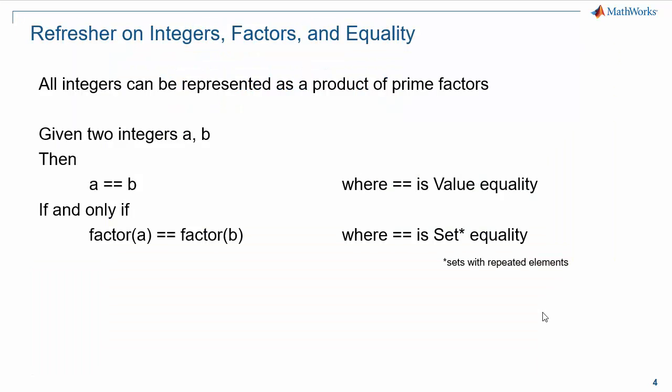First, let's do a refresher on integers and factors. All integers can be represented as a product of prime factors. For example, 20 could be factored into 2 times 2 times 5. Those are its prime factors. Given two integers a and b, then a equals b if and only if the factors of a equal the factors of b.